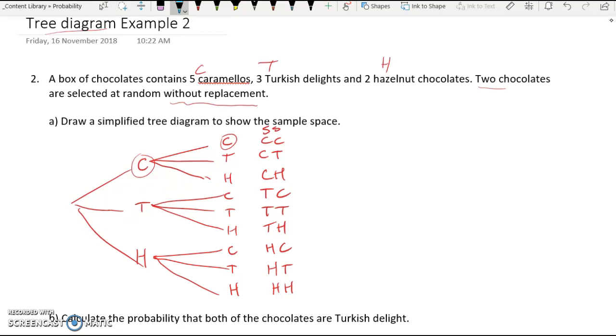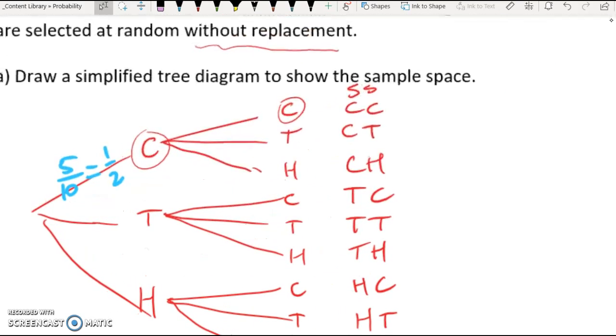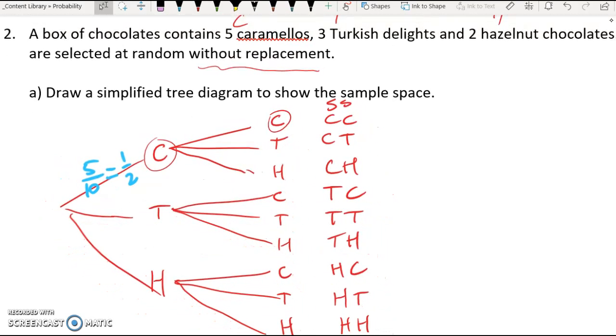So the first thing we work out is what's the probability of selecting a caramello on the first pick. Well, there's 5 caramellos out of a possible 10 chocolates in total. So 5 out of 10 becomes a half. Then for a Turkish delight on the first pick, well, there's 3 out of 10 chocolates, and the hazelnuts is 2 out of 10, or 1/5 if we simplify that.